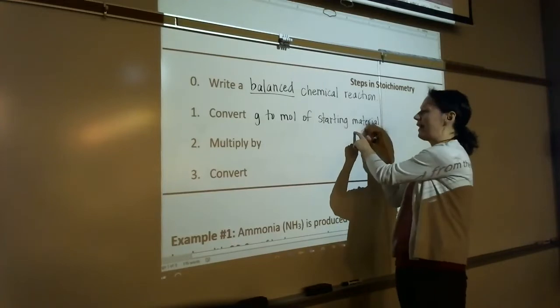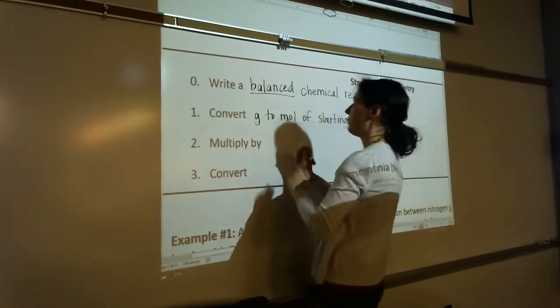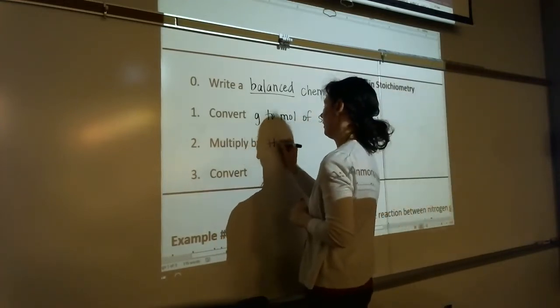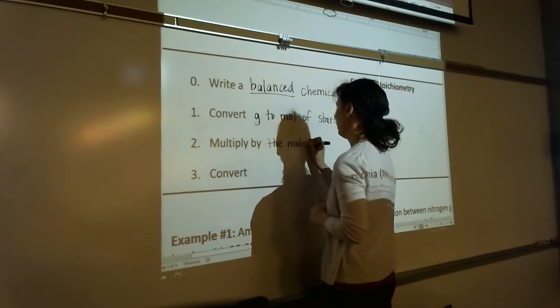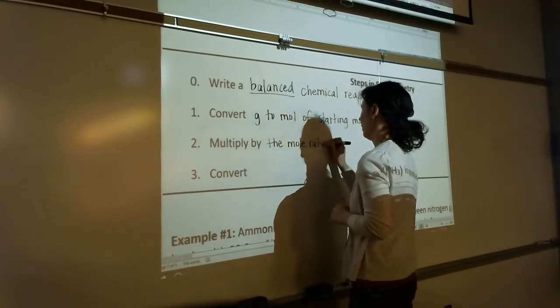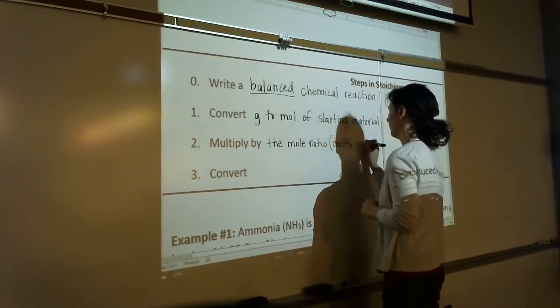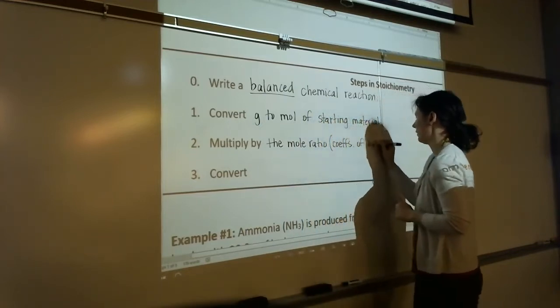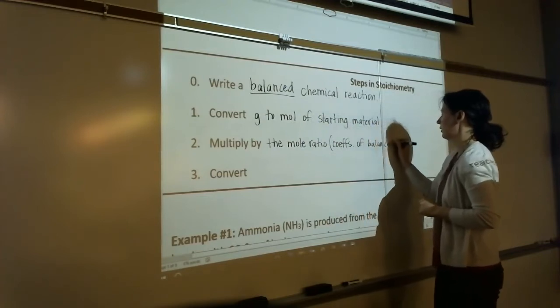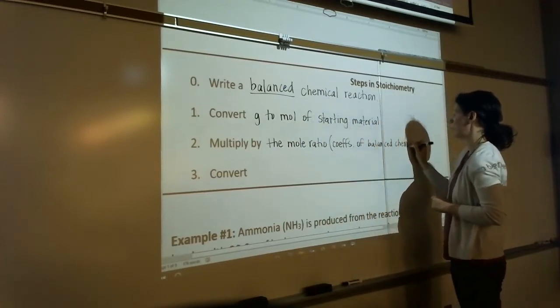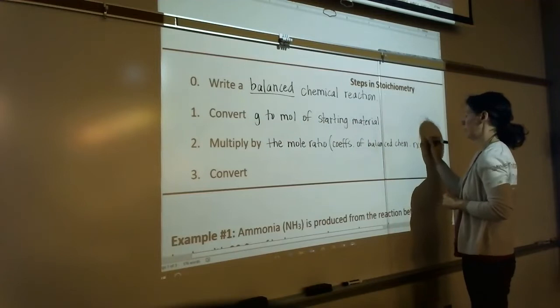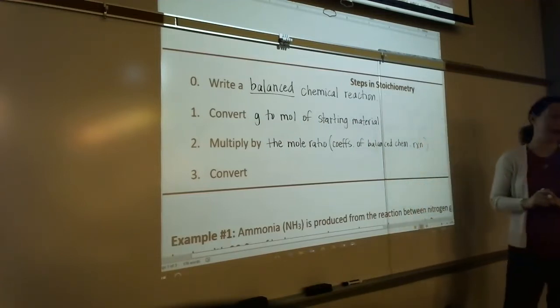Then you're going to take that answer, and you're going to multiply it by the mole ratio, which is the coefficients of the balanced chemical reaction. Right? That's why you need a balanced chemical reaction, because otherwise step 2 of stoichiometry won't work. It's not going to happen.